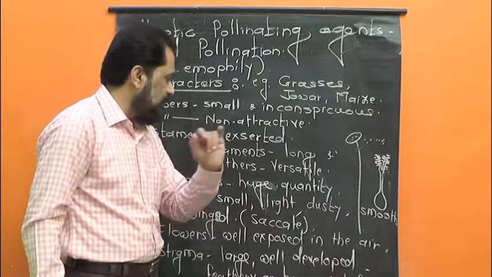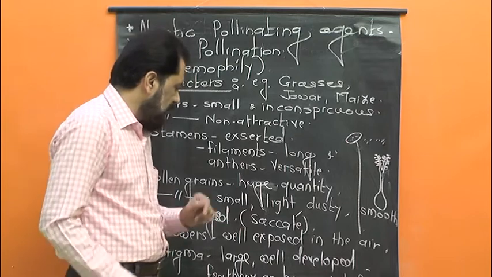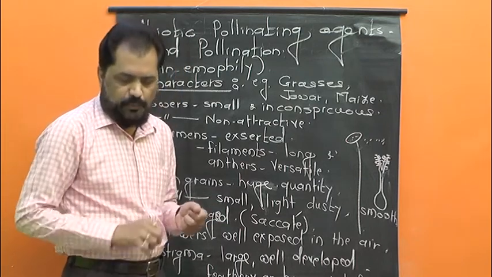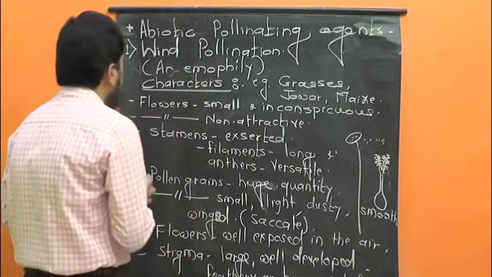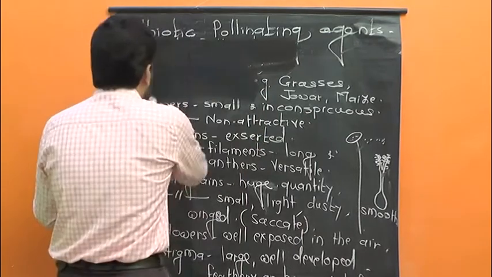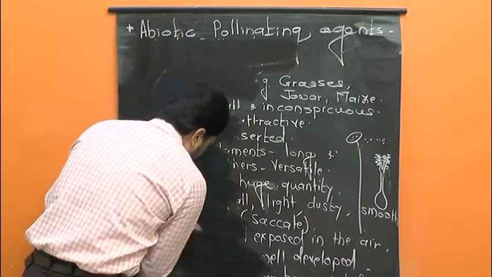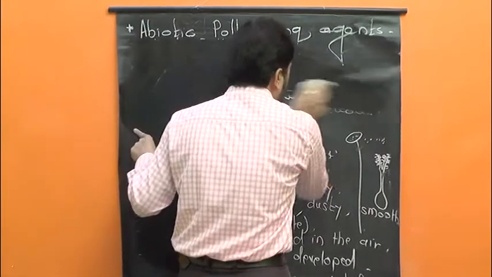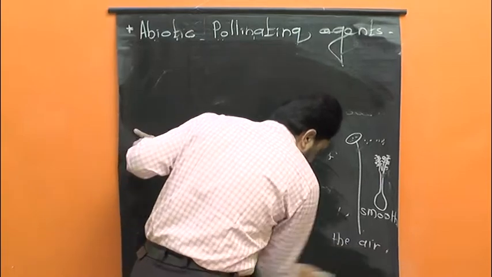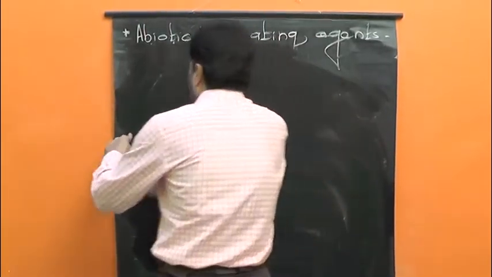Flowers are well exposed in the air. Stigma is also large, well developed, feathery or hairy, and bifid. So here we have discussed wind pollination. Now we have to study the second abiotic pollinating agent, that is water pollination. So let us talk about water pollination.